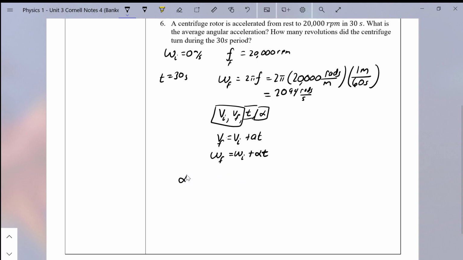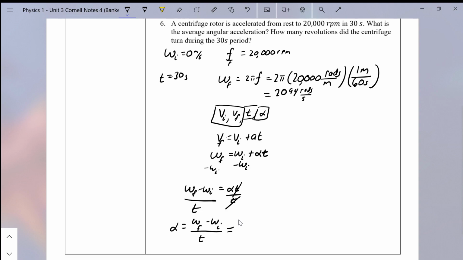If I subtract omega initial from both sides, I get omega final minus omega initial is equal to alpha times t. And then divide through by t. Those cancel, and I get that my alpha value is omega final minus omega initial divided by t. Now, this is also the definition of the average angular acceleration. So as I said earlier, you could just use the average angular acceleration for this. You don't really need kinematics. But to answer the second part of the question, you absolutely have to use kinematics.